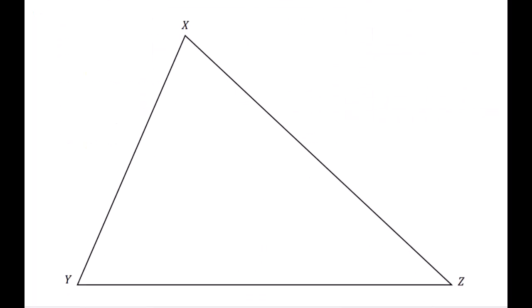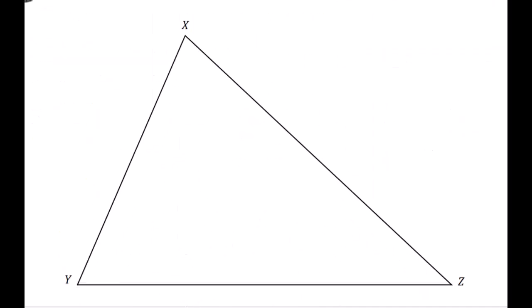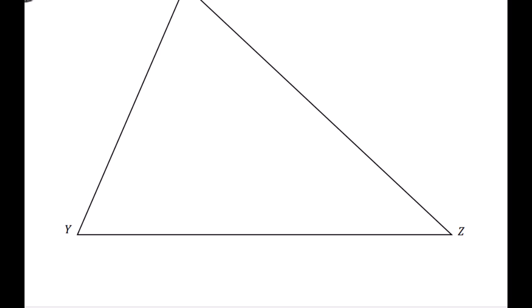Okay, so I'm not going to be able to do this, but I have done a video on this. If you want to have a look on my website or on the YouTube channel, you can find the constructions for an incenter and other constructions as well. But I'll just generally do this freehand, show you generally what needs to be done. You need to get your compass. What angle do we need to bisect first? XYZ. So we need to bisect this angle down here first.